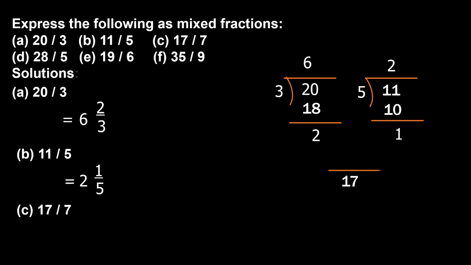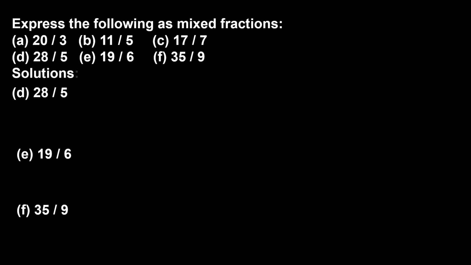C1, 17 divided by 7. 2 sevens are 14. Remainder is 3. So the answer is 2 3 by 7. D, 28 divided by 5.